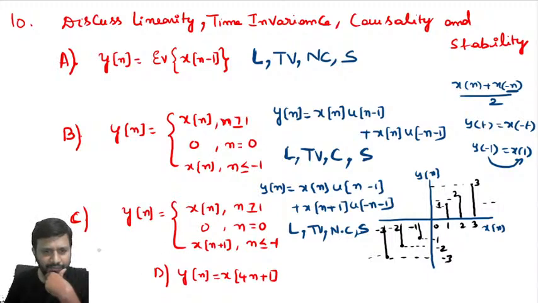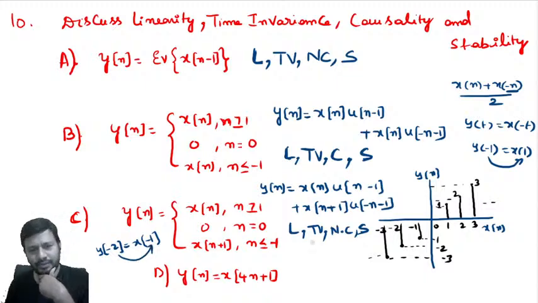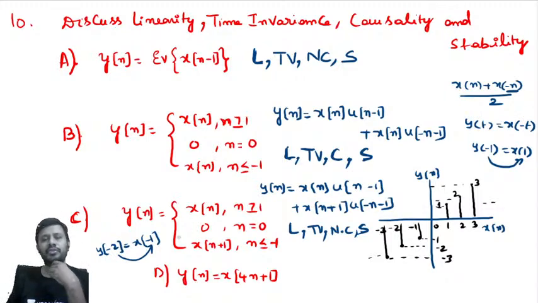Suppose if I apply y of -2, y of -2 means n less than or equal to -1, no? So it becomes x of -1. For -1 is future value. So non-causal and it is stable. If you take bounded input, definitely if x of n is bounded, x of n plus 1 will also be bounded. Bounded input will produce bounded output. So linear, time varying, non-causal and stable.